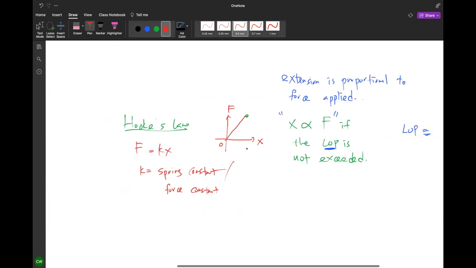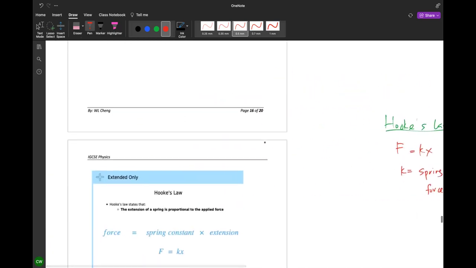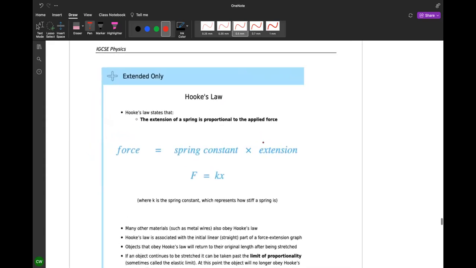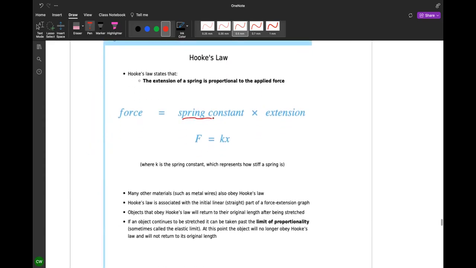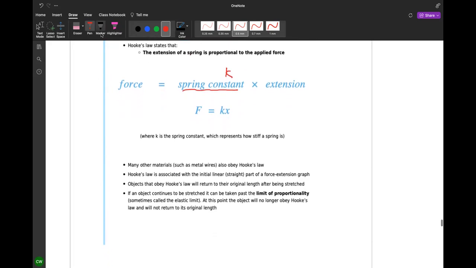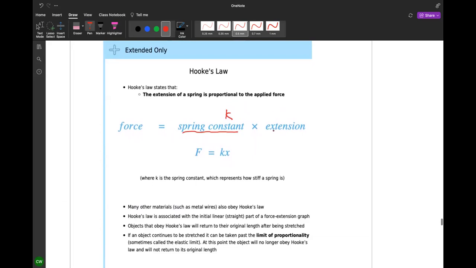Okay, so we need to do some calculation. When people ask you what is K, you have to say spring constant. What is the other name for spring constant? Do you remember the other name for K? Force constant. Either spring constant or force constant, both of them are the same thing. Both of them are K. Get it?